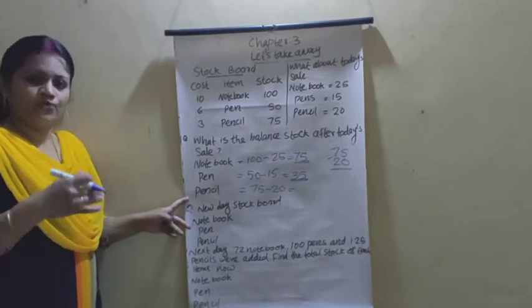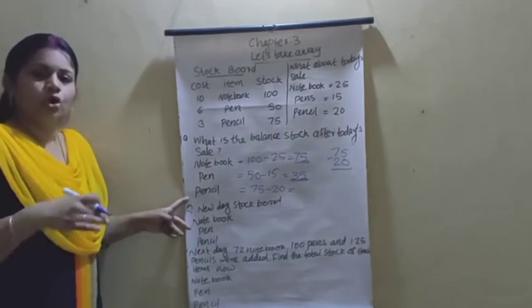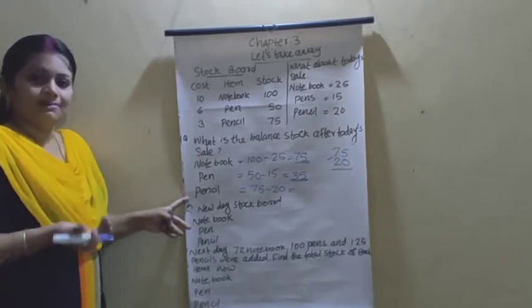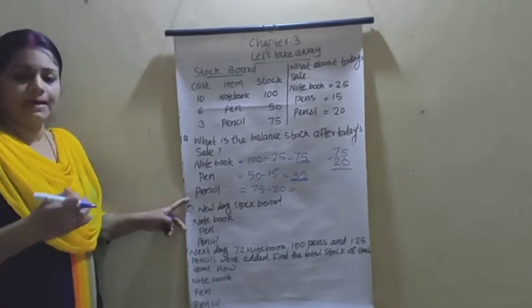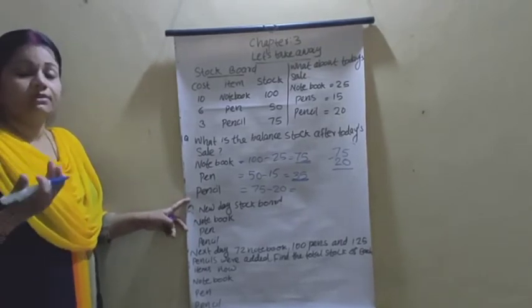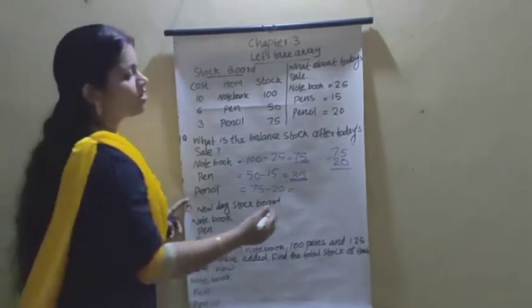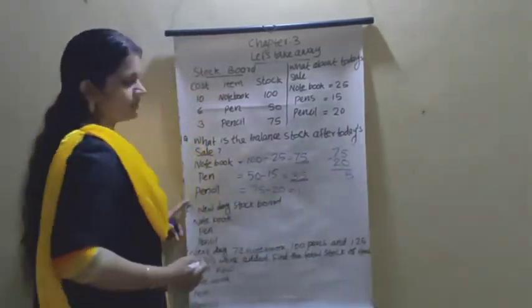5 minus 0, 5. 2 minus 0, 2. 3 minus 0, 3. 9 minus 0, 9. Any number minus 0, what will you get? You will get the same number. 5 minus 0, 5. 7.